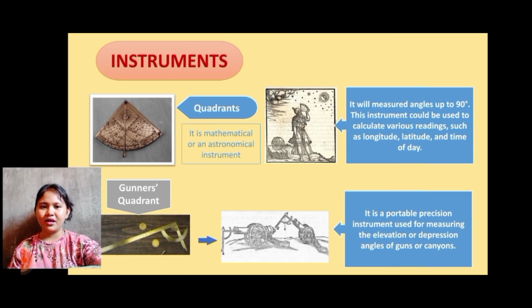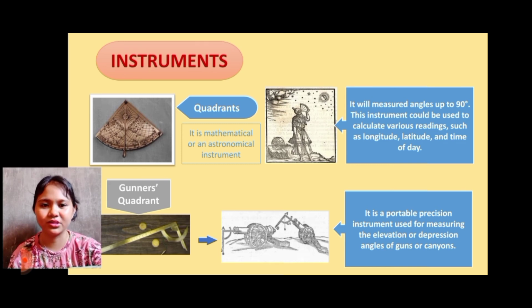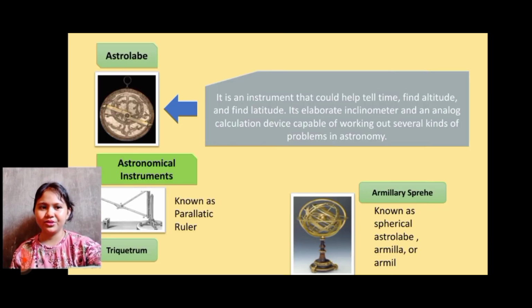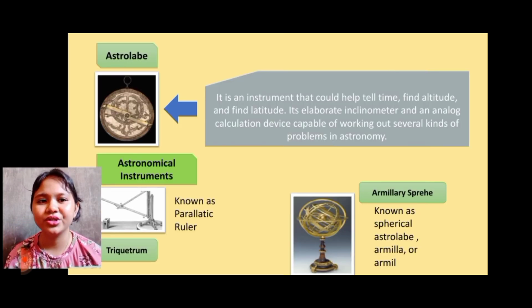Instruments in the Renaissance era. Quadrants. It measures angles up to 90 degrees. It can be used to calculate various readings such as longitude, latitude, and time of the day. Gunner's quadrant is used for measuring elevation or depression angles of guns or cannons. Astrolabe is used to find altitude and latitude.